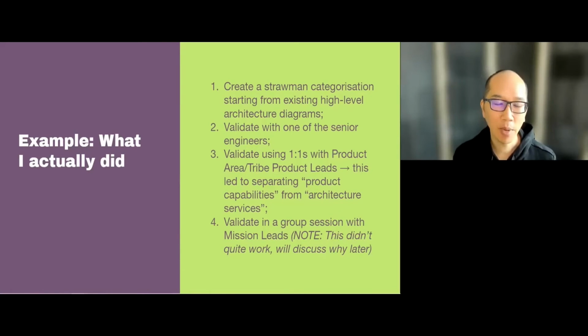And this led to separating product capabilities from architectural services. So the original one I did was starting from the technology roughly, and then talking to product people, they use more product terms. So then we separated that out and had the two layers like that. And then finally, validating in a group session with the mission leads, which was essentially one leadership level up, leadership team level up. And I will note that this didn't quite work, but I'll discuss why later.